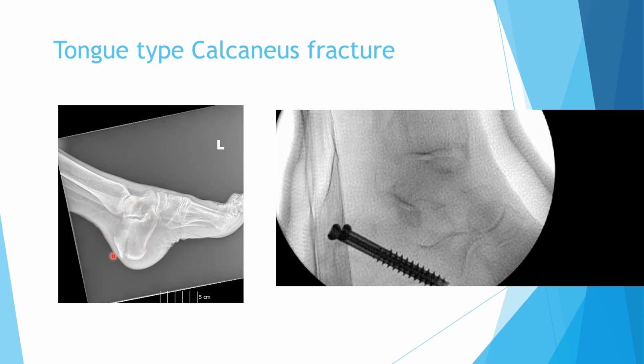This is a tongue type calcaneal fracture in the Essex-Lopresti classification. If you reduce this to this, that's an indication that the articular surface is reduced. This is not a calcaneal tuberosity avulsion. This is a tongue type fracture, and here it was fixed with 2 screws.